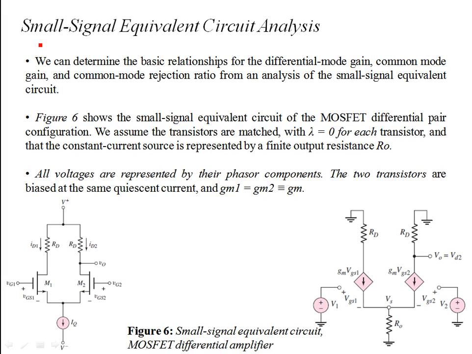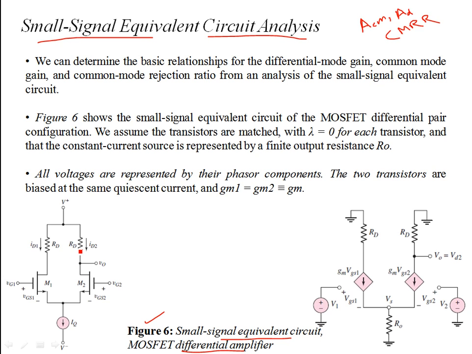We will use the small signal equivalent circuit analysis to derive the common mode gain ACM, the differential mode gain of the amplifier AD, and then in terms of these two gains we will have the common mode rejection ratio CMRR of the differential amplifier. If you look at the bottom, figure 6 illustrates the small signal equivalent circuit of a MOSFET differential amplifier.